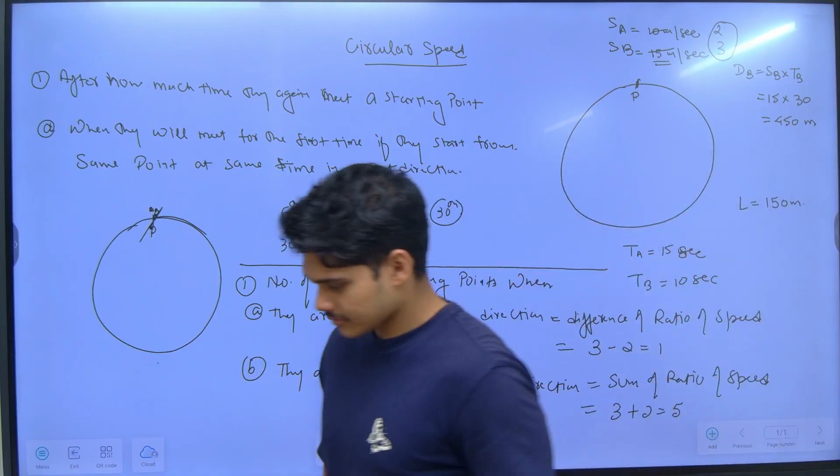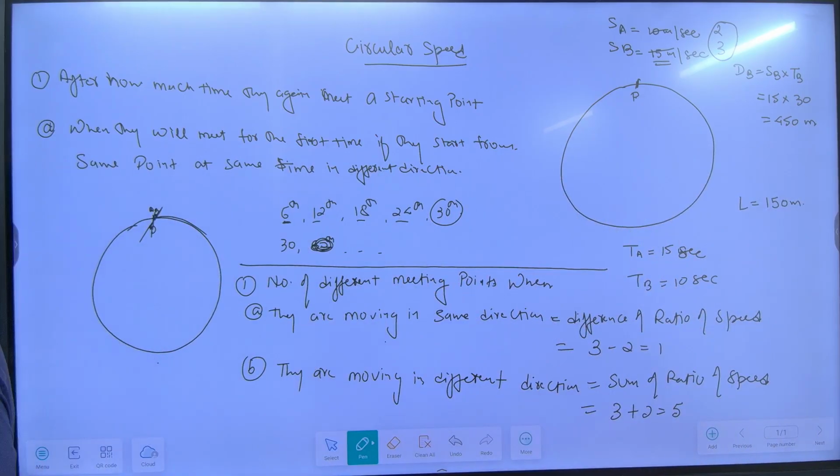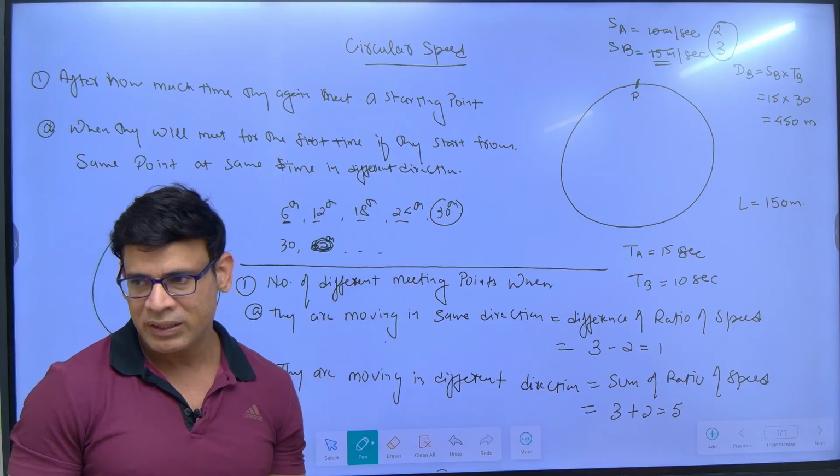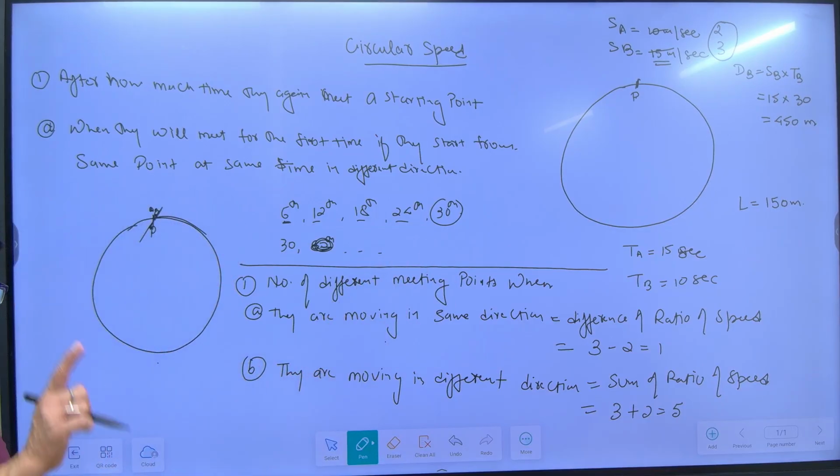See, number of different meeting points. I told you when they are moving in opposite direction, it will be 5, or not, ratio. See, 1, 2, 3, 4, 5. इस 5 different meeting point में एक तो starting point हमेशा रहता है. And there will be 4 other different meeting points, right? 4 other different meeting points. Understood?